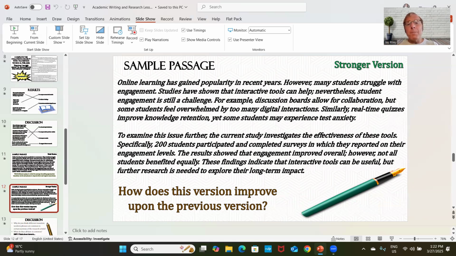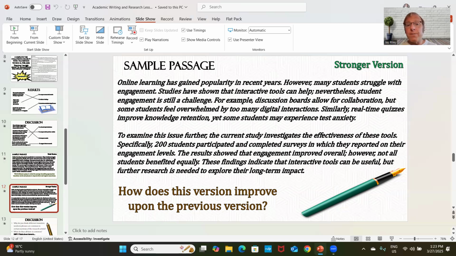Online learning has gained popularity in recent years. However, many students struggle with engagement. Studies have shown that interactive tools can help. Nevertheless, student engagement is still a challenge. For example, discussion boards allow for collaboration, but some students feel overwhelmed by too many digital interactions. Similarly, real-time quizzes improve knowledge retention, yet some students may experience test anxiety.